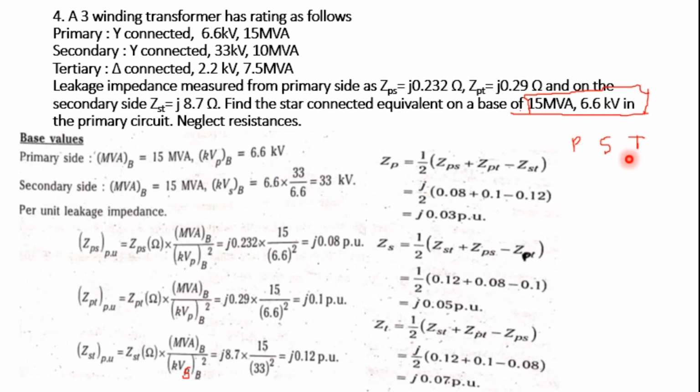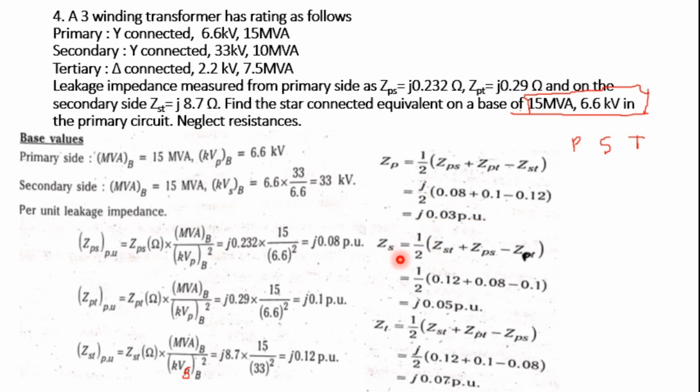So this into this and this into means primary to secondary, primary to tertiary. Secondary to tertiary means it is subtracted: ZP = ZPS + ZPT - ZST. There is no proper connection from secondary tertiary to the primary, which means it is isolated, PS plus PT minus ZST. So already we got the PS, PT and ZST values, substitute, you will get 0.03 ohm.